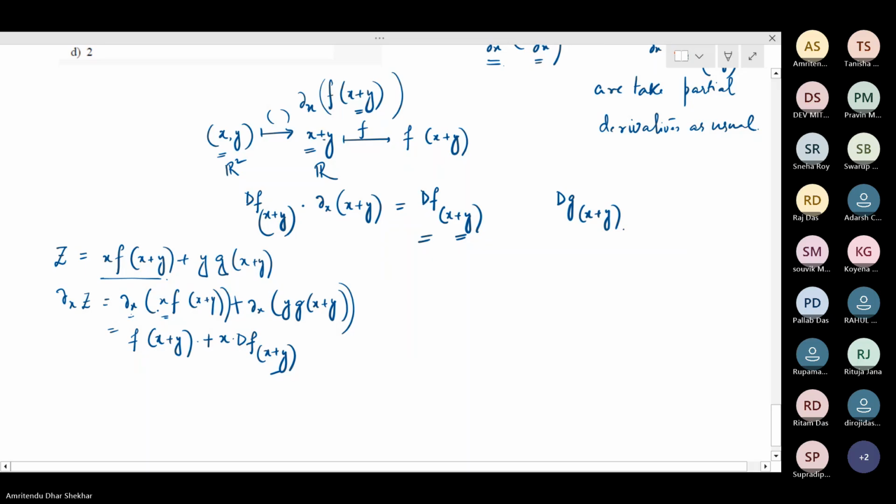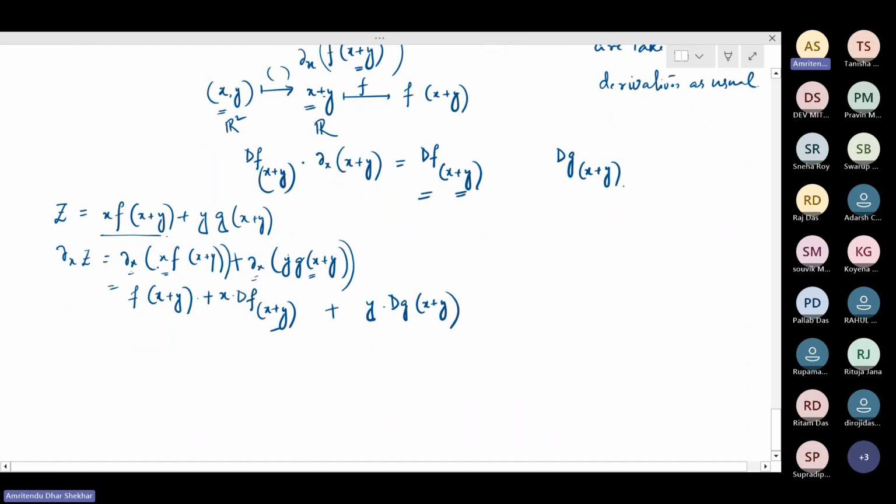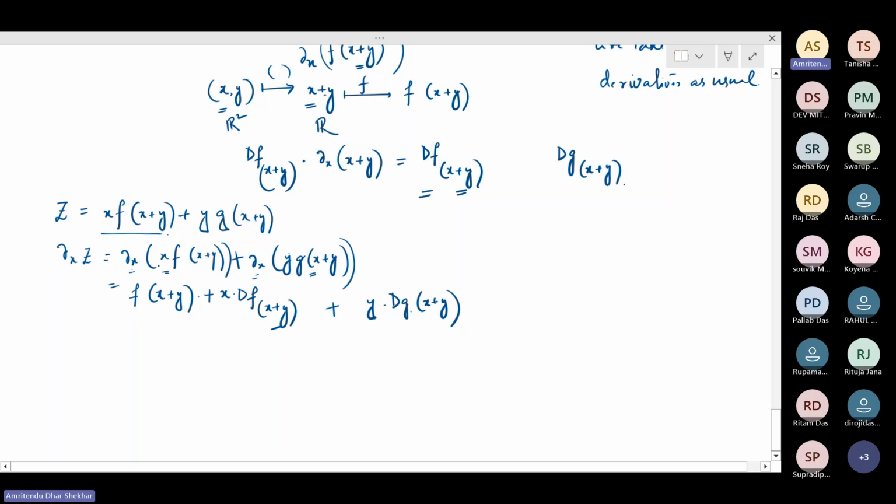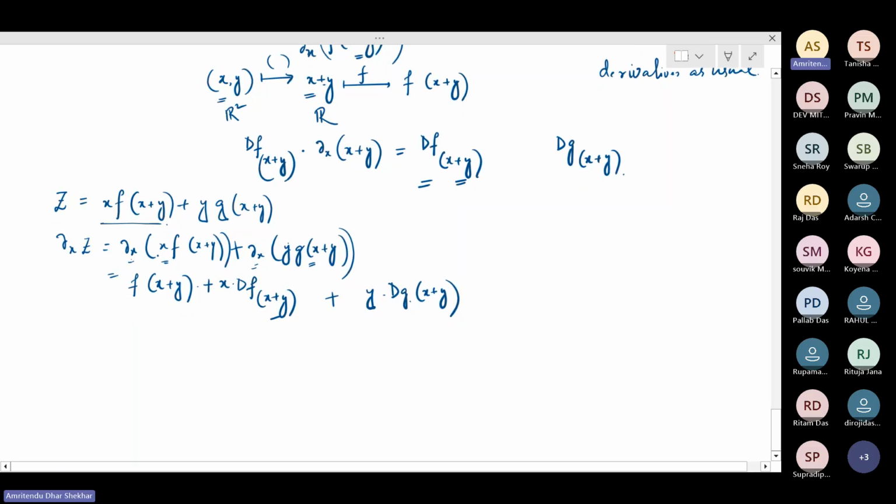Okay. Then similarly, for this term, here y is a constant, so there's no point in doing this. y just comes out, and then you take the partial derivative of g. So this is just equal to d of g at the point x plus y. Okay, fine. So that is equal to your del x of z.